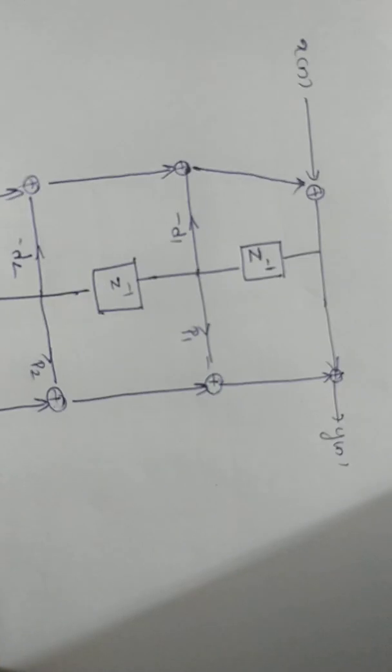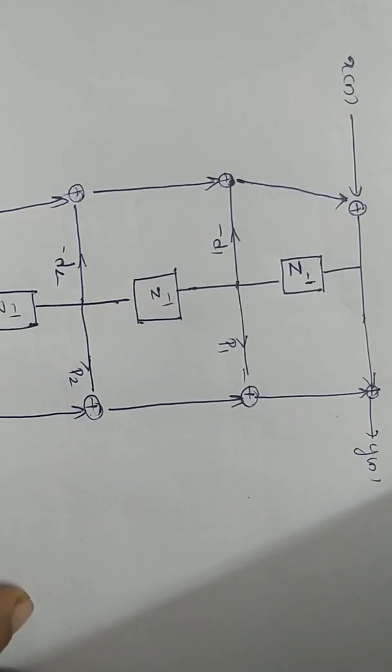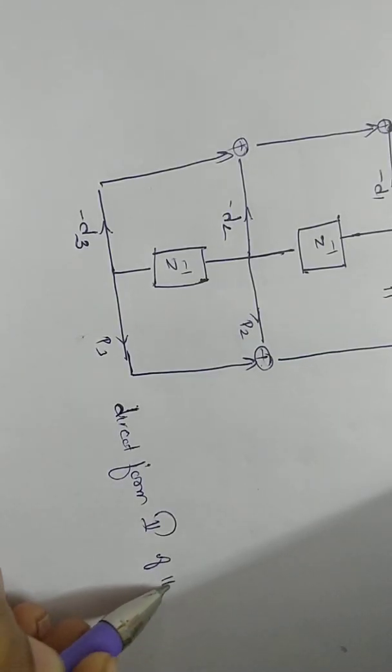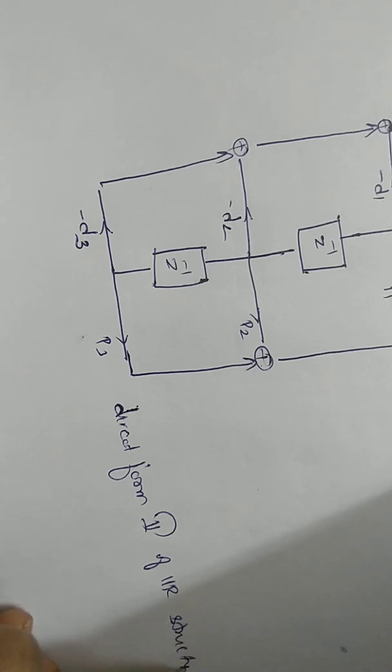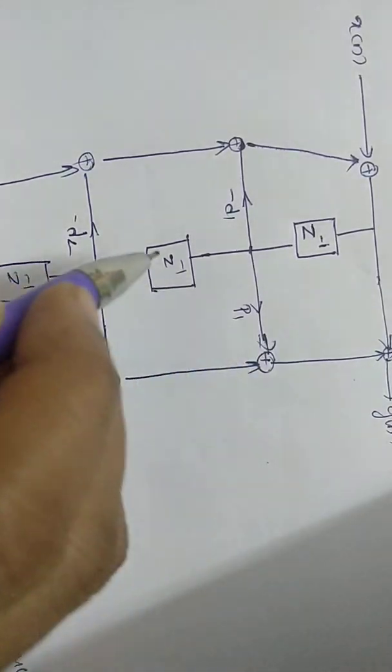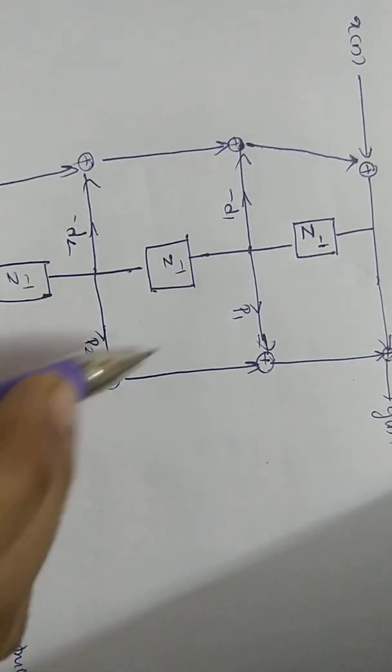Okay, this is the direct form 2 of IIR structure. We did the problem based on this. This is the general structure. Okay, here I have already put all the arrows.